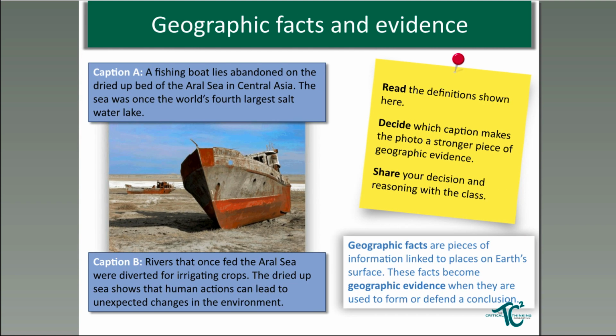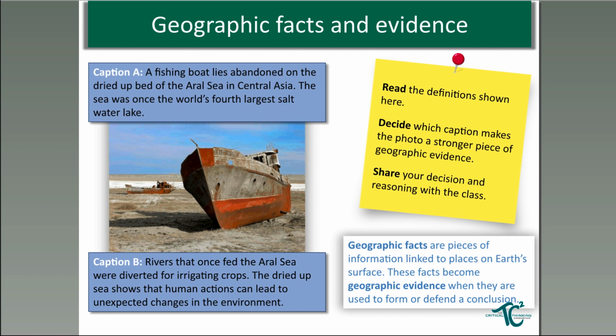And then again, continuing to build. So here we have two definitions or two captions. The two definitions are in the bottom right-hand corner: geographic facts, pieces of information linked to places on our surface, and they become geographic evidence when they're used to form or defend a conclusion. So reading the definitions, decide which caption makes the photo a stronger piece of geographic evidence.